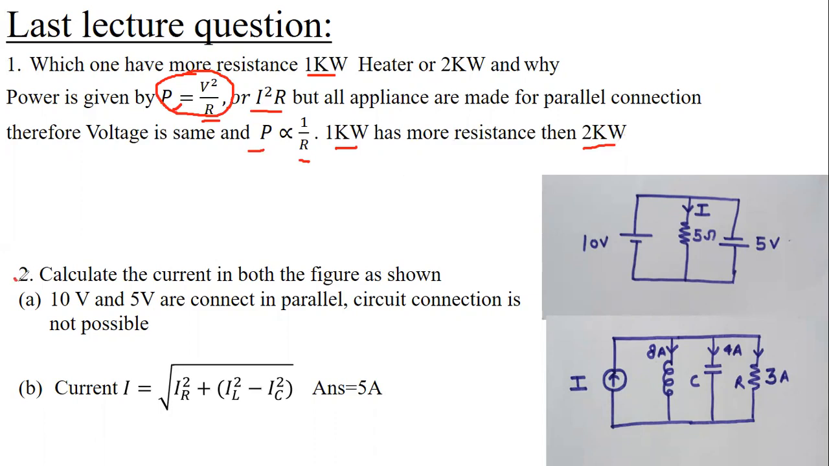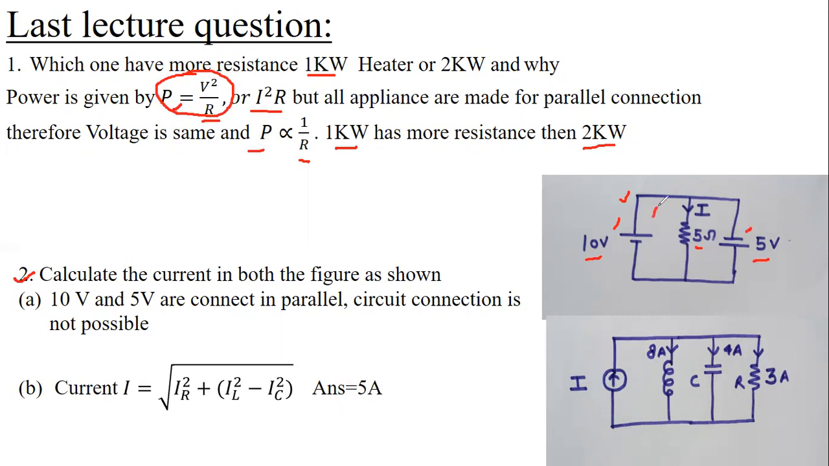The next one is the second question. Calculate the current in both the figures as shown. See the first figure. In this, the 10 volt, 5 volt, 5 ohm resistance and 5 volt are all connected in parallel. So basically, the 10 volt supply is connected to the 5 volt in parallel, and in parallel connection voltage is always the same.